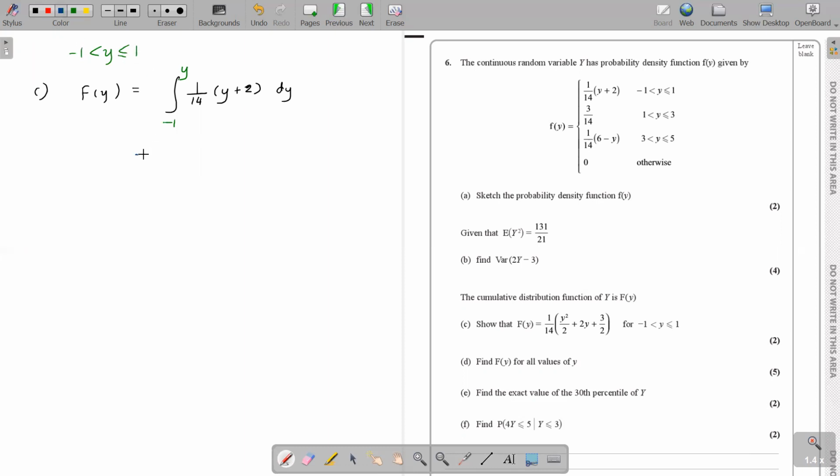Are you with me? When you integrate, I'll take 1/14 out. Integration of y is y square over 2, plus integration of 2 is 2y. Your integration limits are from -1 to y. Let's input the limits, 1/14 times. First, you replace the y with y, so there's no change. In the second part, it's minus, and then you replace all the y values with -1. So minus 1 square over 2 plus 2 times -1.